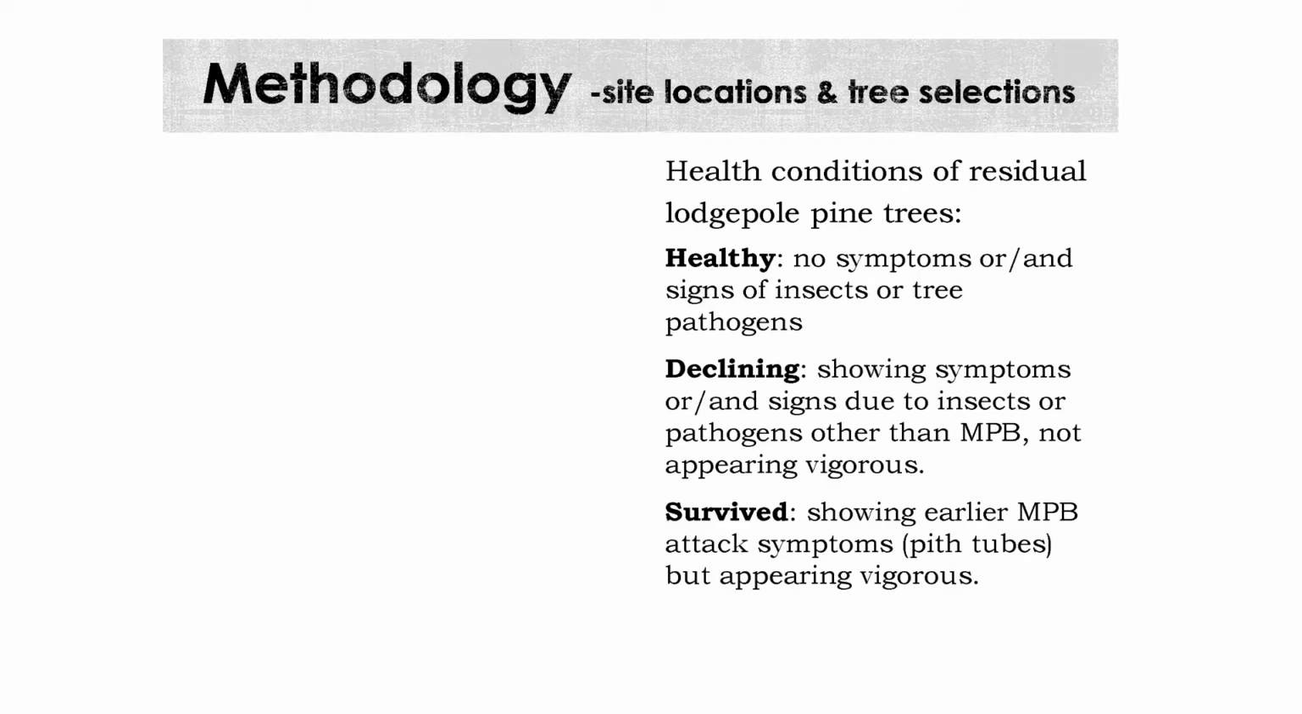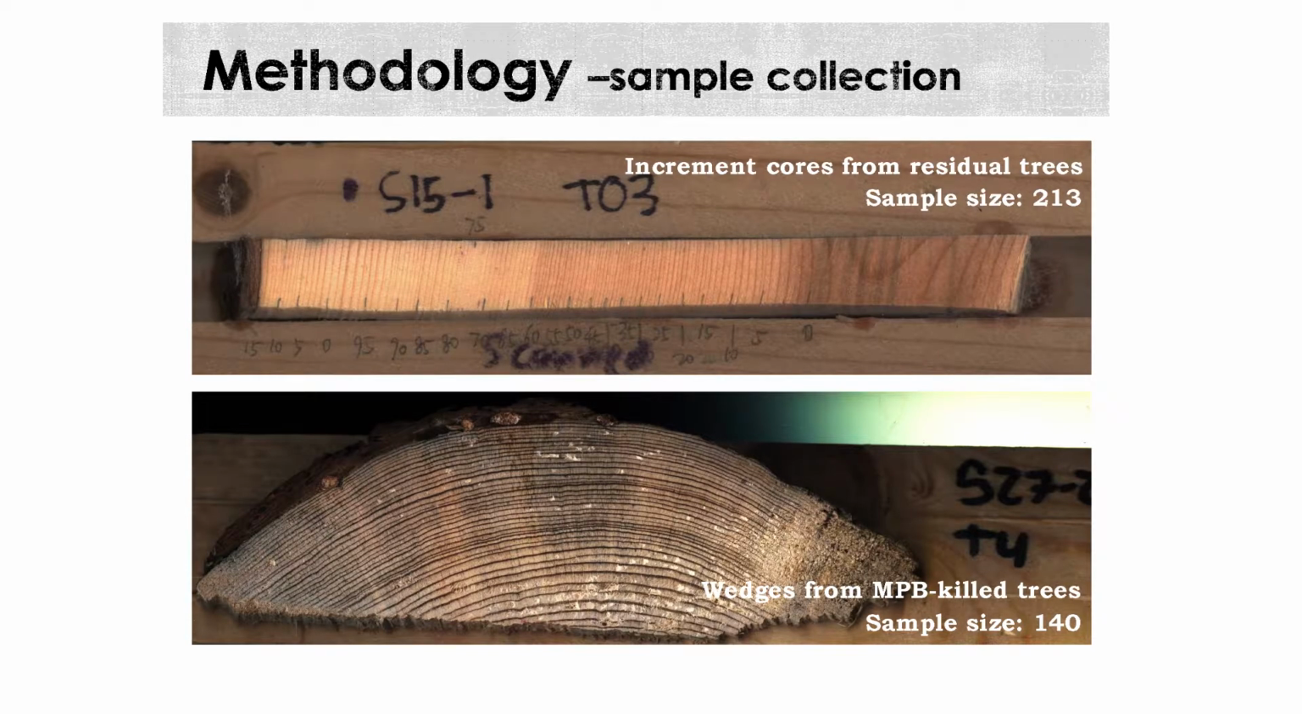In total, we selected 31 sites in western Alberta, and my targeted trees are mature residual lodgepole pine trees. We then separated those trees into 3 categories based on their health conditions, as healthy, declining, and survived. Among them, declining trees are trees showing bark lesions, sparse crowns, or yellowish needles due to other insects or pathogens attack, but not by mountain pine beetle. And survived trees are trees showing earlier mountain pine beetle attack symptoms, but they appear vigorous. So in total, we collected 213 increment cores from residual trees and 140 wedges from mountain pine beetle-killed trees.